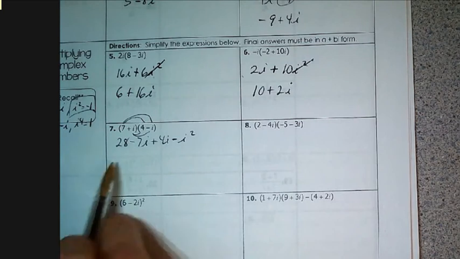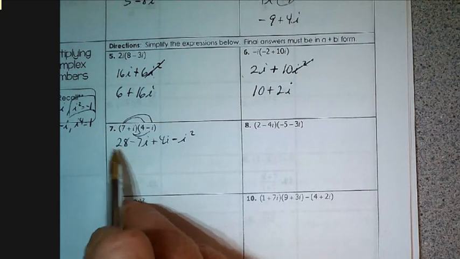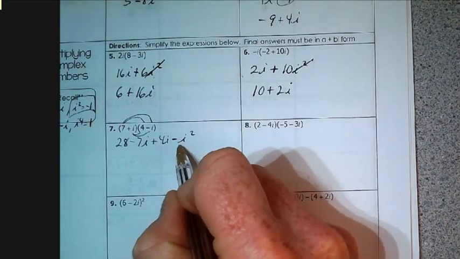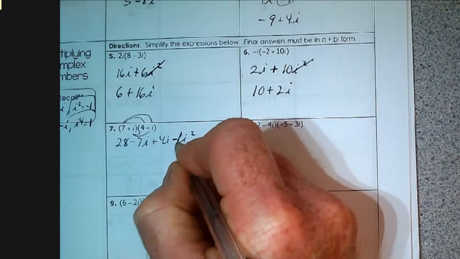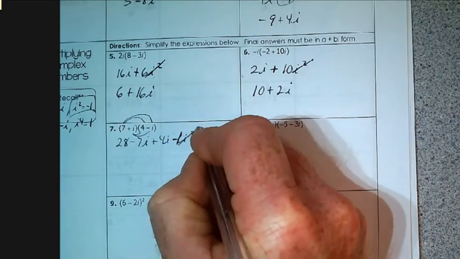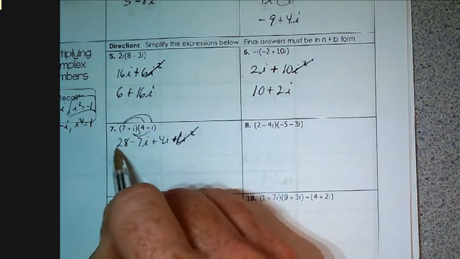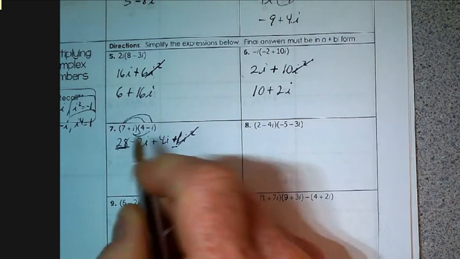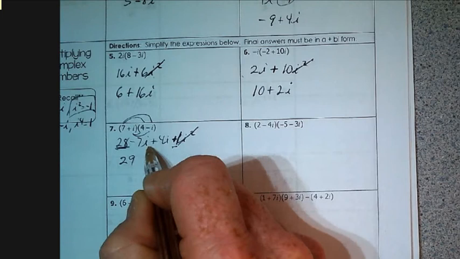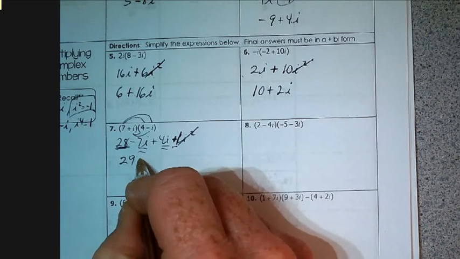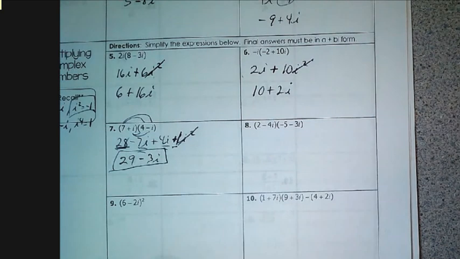So, we've got 28 as our whole number, but we can convert this I squared to what? There's a 1 here in front of it, right? So we can cancel the I squared and make this a positive 1. You can just combine what terms there? Exactly. 28 and 1 is 29, and then negative 7I and 4I is negative 3I. Okay, do number 8 on your own.